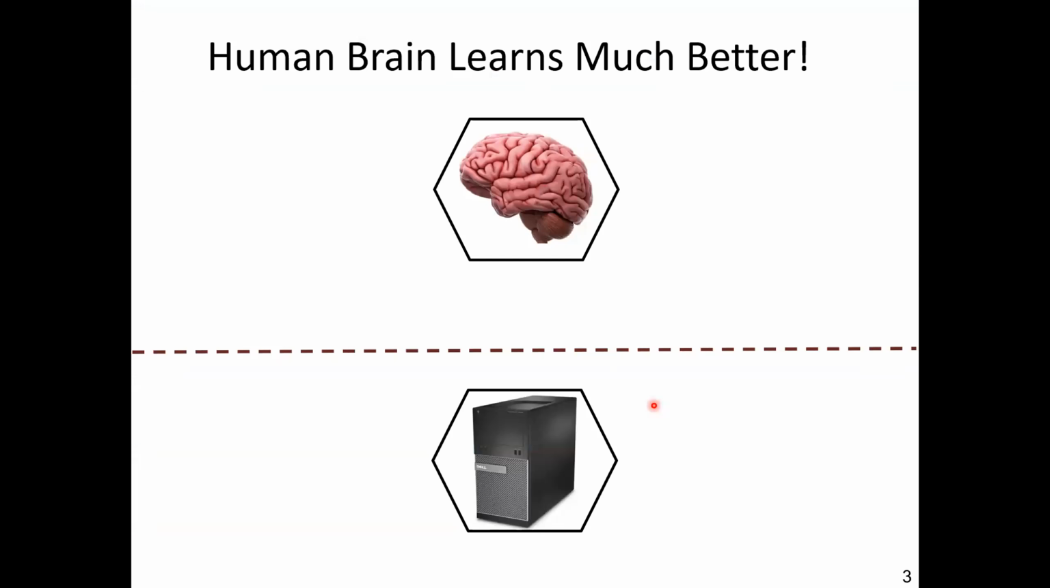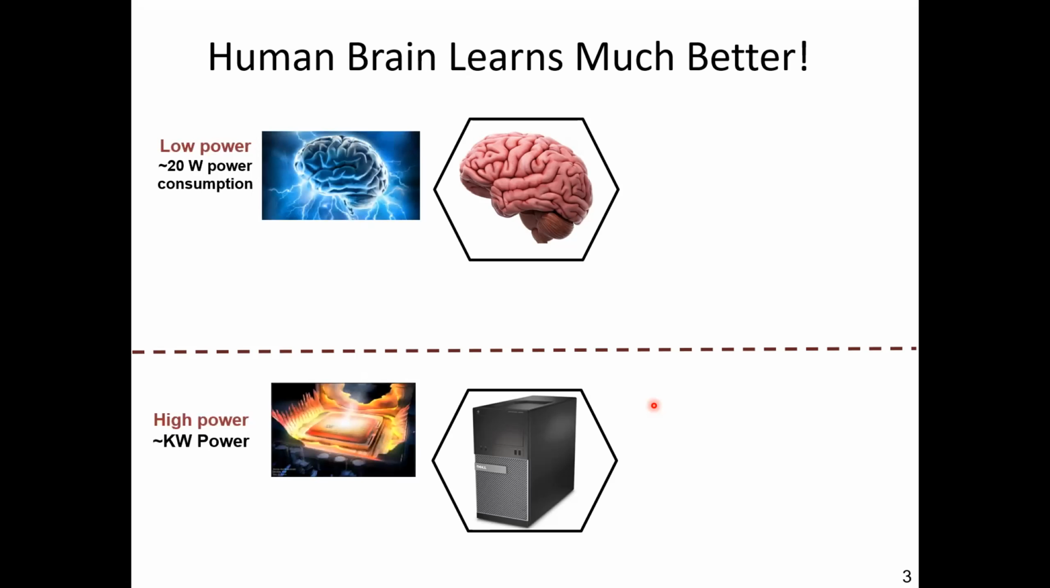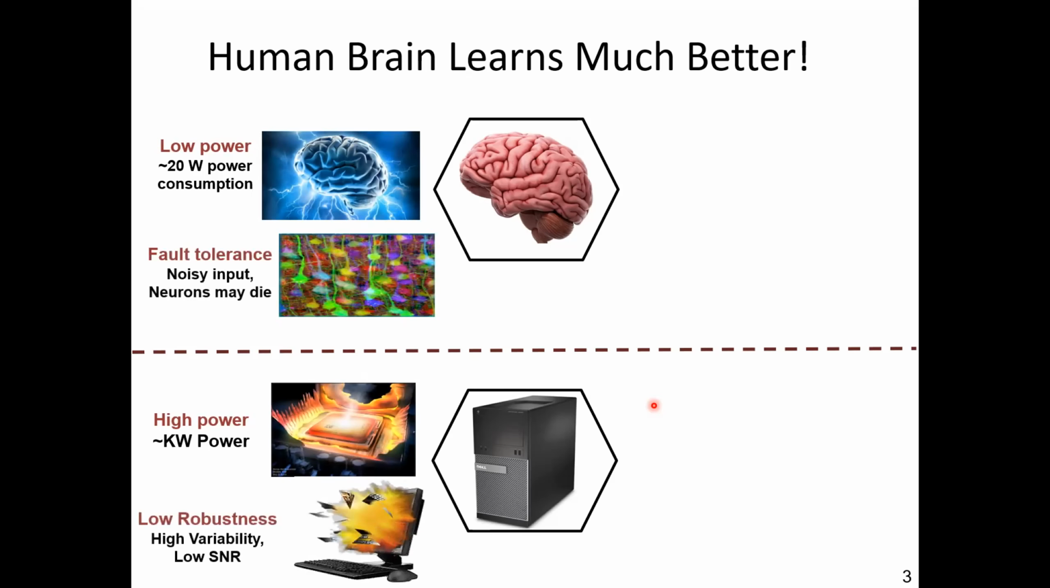As we all know, the human brain and today's computers have multiple differences. One of the main differences is power or energy efficiency. Today's computers require kilowatts or megawatts to train or perform a learning task, while the brain can perform this learning task with about 20 watts. But the only difference between these two computing paradigms is not power or energy efficiency. Robustness is another important factor.